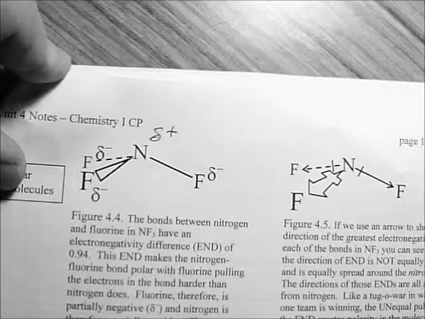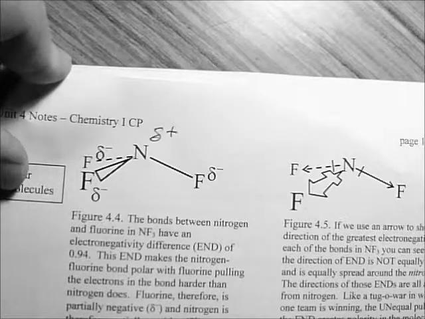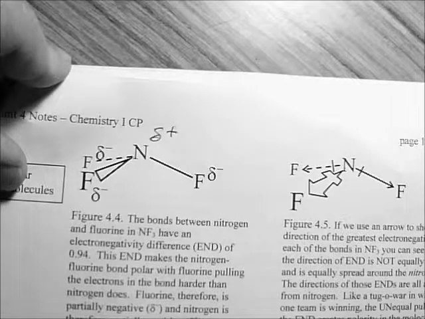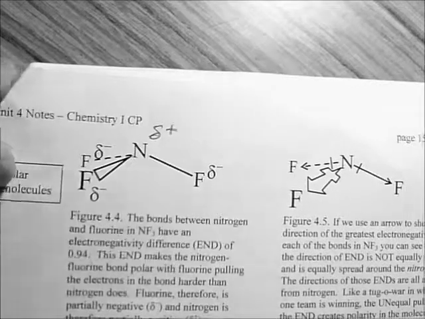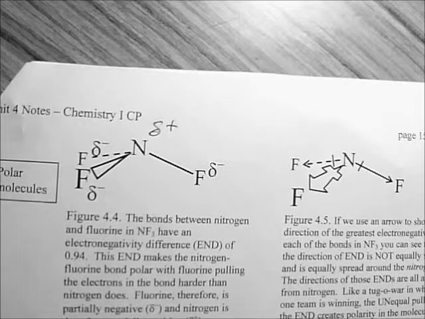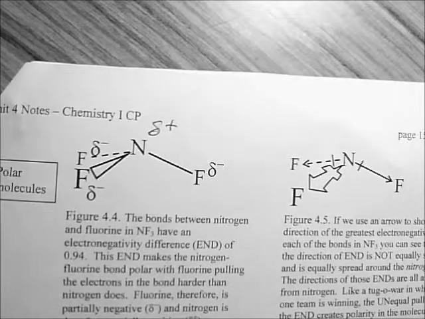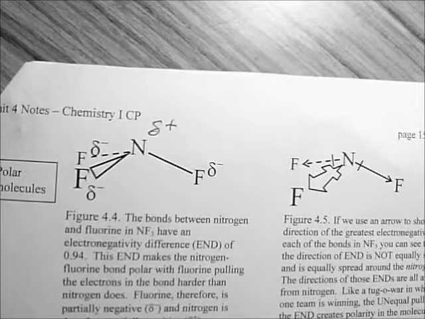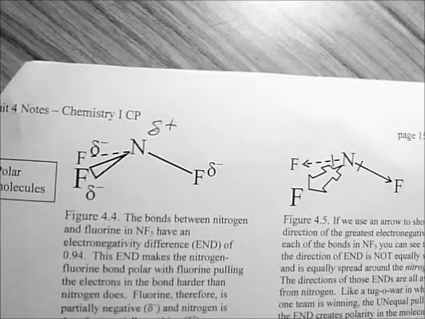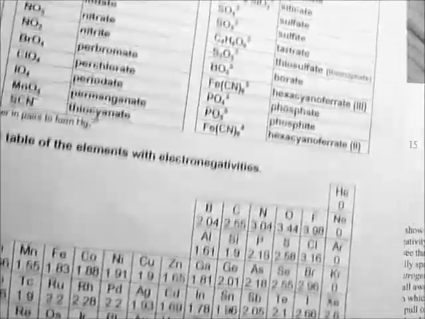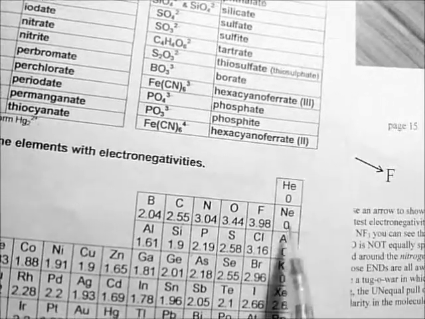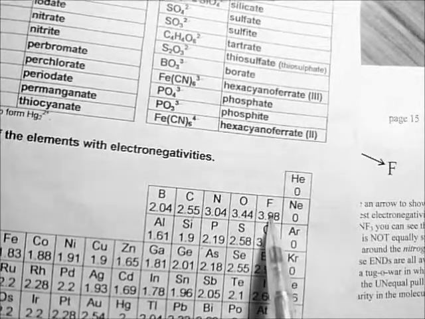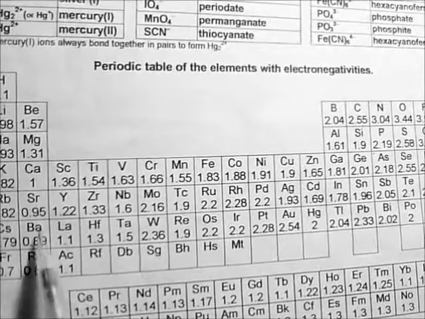Yes, Bailey? Why did you say it spends more time with the F than the N? Okay, let's go back to the definition of electronegativity. Remember, in Unit 2, we looked at the periodic table and where elements are more electronegative than others. If we look at the periodic table with electronegativities, this end of the periodic table is more electronegative, starting with fluorine, and these are less.